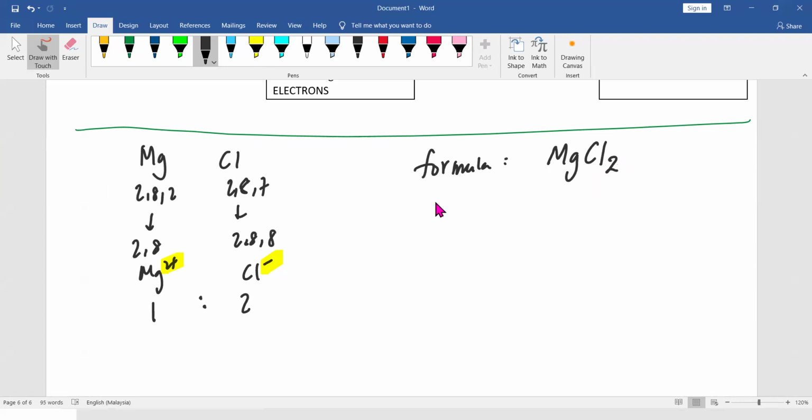That's why MgCl2. Okay, so if I had magnesium and oxygen, magnesium would become Mg2+. Oxygen becomes O how many negative? Oxygen is 2,6. 2 negative. So what is the formula? MgO, because the ratio would be 1 to 1. Do you remember?